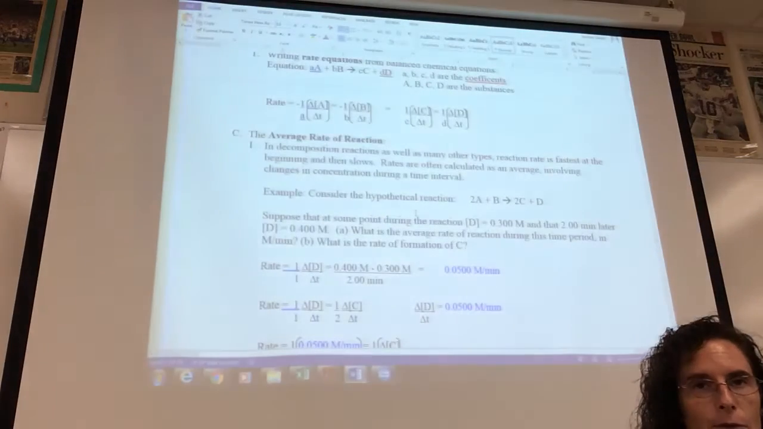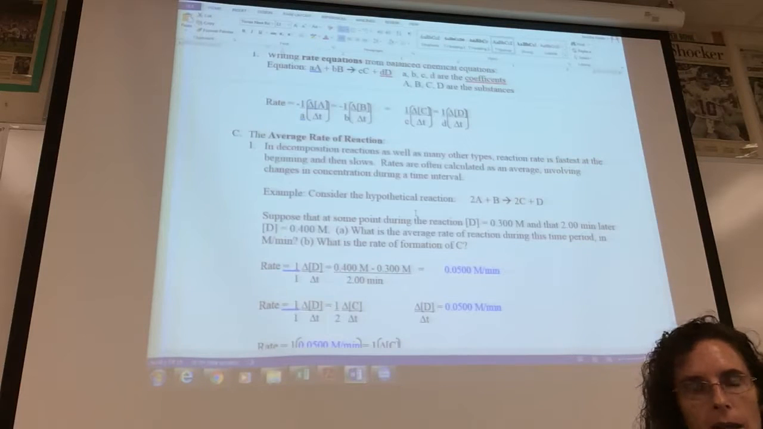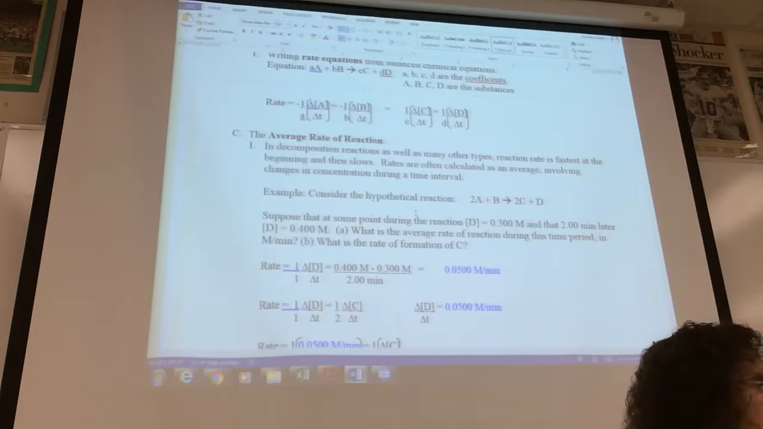All right. The average rate of the reaction is as it sounds, an average, a rate in which you have a change in the amount or concentration or pressure or anything per unit time. But you're going to have a time interval. It's not going to be one point in time, so it's going to be an average.